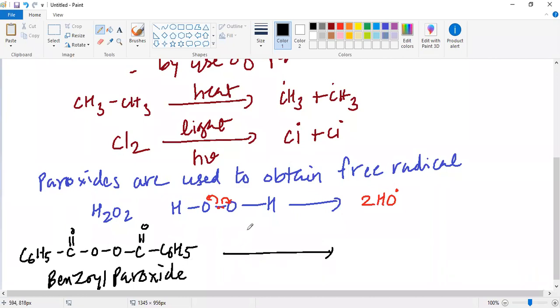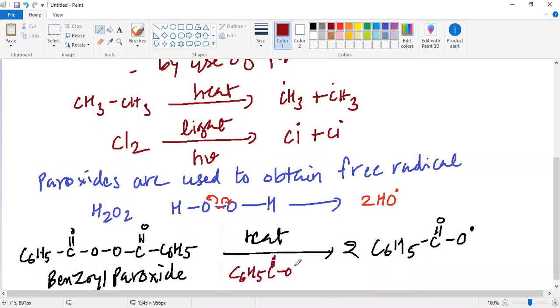When this benzoyl peroxide is heated, my dear students, we get two free radicals of C6H5, C double bond O, and free radical. Now, my dear students, this free radical can be easily passed. So this C6H5 C double bond O free radical can give us C6H5 free radical plus CO2.